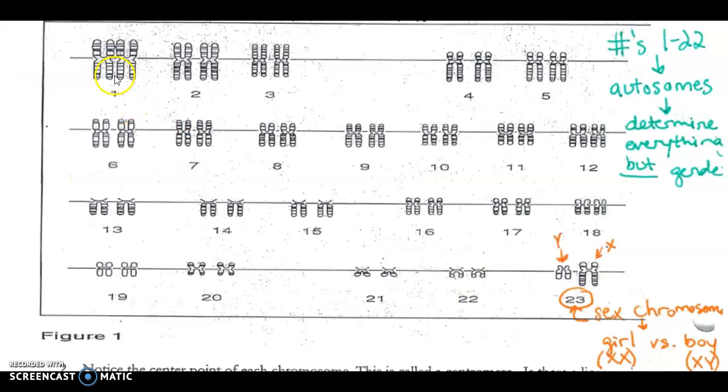So chromosome pairs 1 through 22, those are the autosomes. They carry just the normal traits that all people have. And then down here, these are the sex chromosomes, with the Y carrying the traits that make a male a male. So if it has a Y, it's going to be a male. If it has 2 X's, it would be a female.